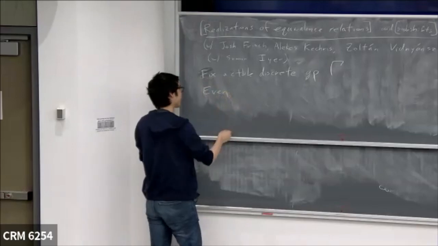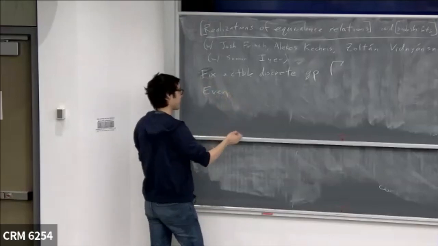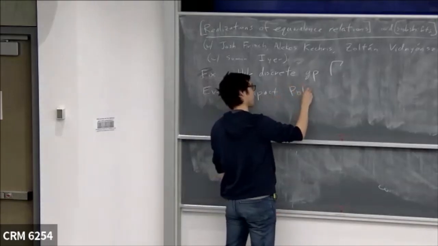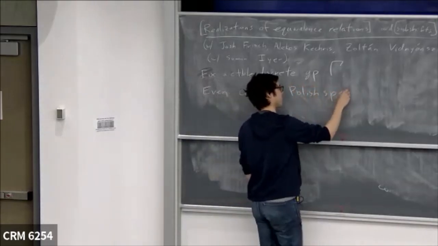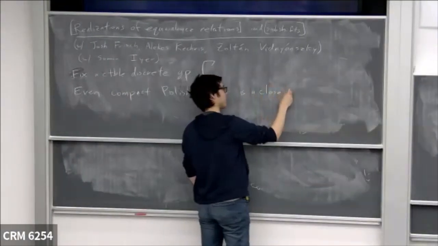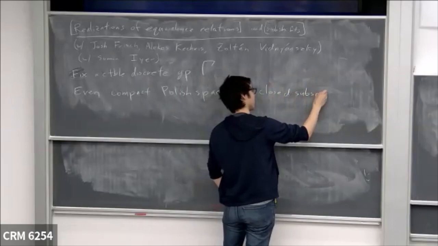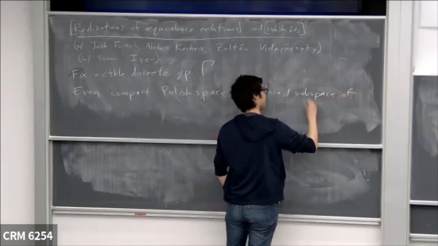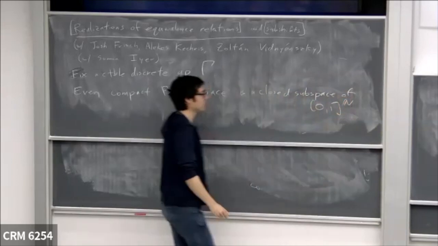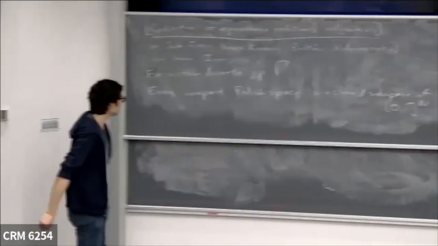So this is a general Polish space fact. Every compact Polish space embeds as a closed subspace of the Hilbert cube. This is the Hilbert cube. It's countably many products of the interval.